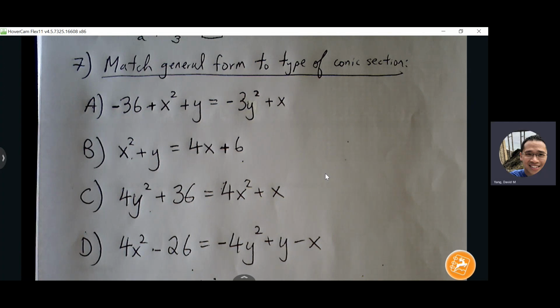Okay, what do you think A is? So once the 3y squared comes over to the left side, x squared and y squared are both the same signs. Okay, but we know it's not a circle because the coefficients are not the same, right? If it was 3x squared and 3y squared and they're both the same signs, then we know it would be a circle. But yeah, this is an ellipse.